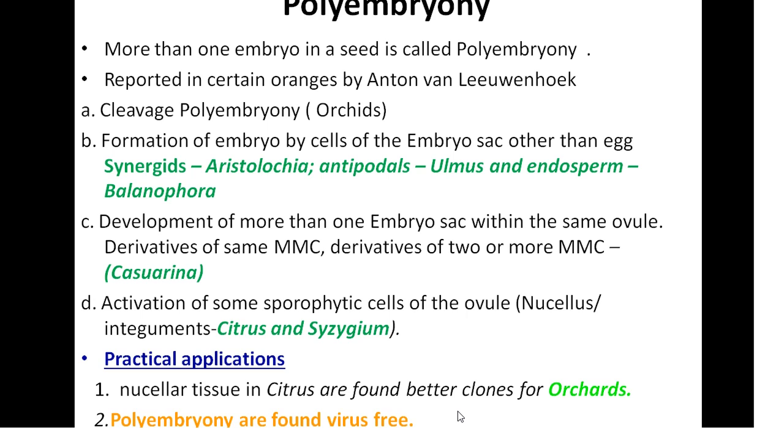There are four types of polyembryony. Cleavage polyembryony: what is cleavage polyembryony? It is seen in orchids. It is the formation of the embryo by cells of the embryo sac other than the egg.